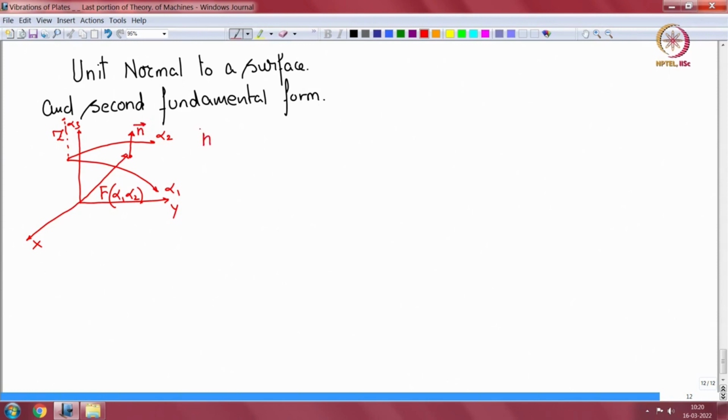So that local unit normal n of alpha 1 comma alpha 2 is del r by del alpha 1, which is tangential here, sits on the surface, crossed with del r by del alpha 2, which is tangential to the surface in the alpha 2 direction, cross product of that divided by the magnitude of the same thing.